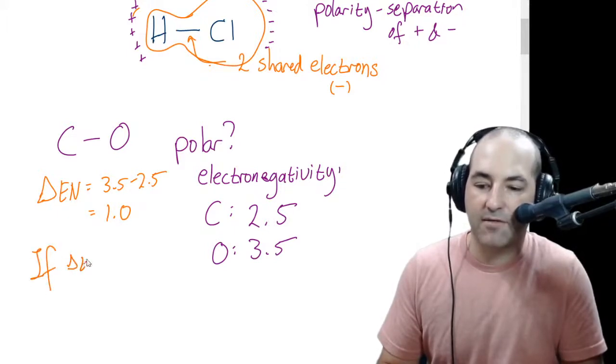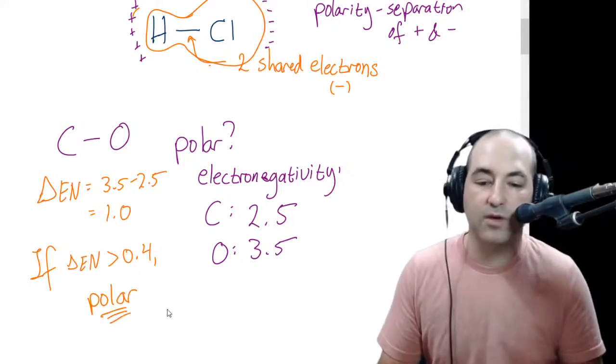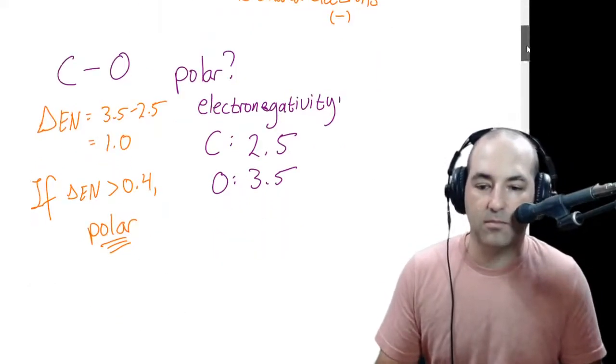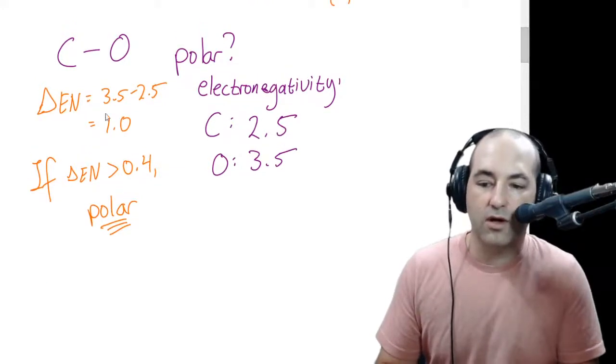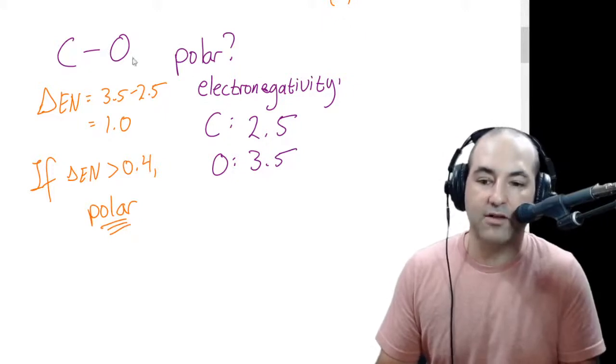If that difference is greater than 0.4, then we call that polar. If it's less than 0.4, then we call it nonpolar. So here we have a difference of 1.0. So this bond is definitely polar.